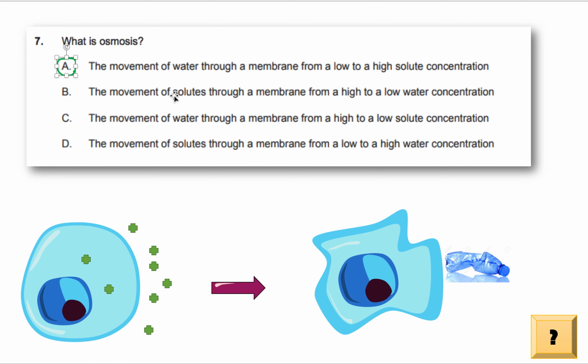Because B is saying the movement of solutes, so that's wrong, it's not solute, it's got to be water. So we can automatically eliminate B and D just because of the word solutes. So why is it not C? Because they're saying the movement of water through a membrane from high to low solute. That's wrong, it should be from low to high.